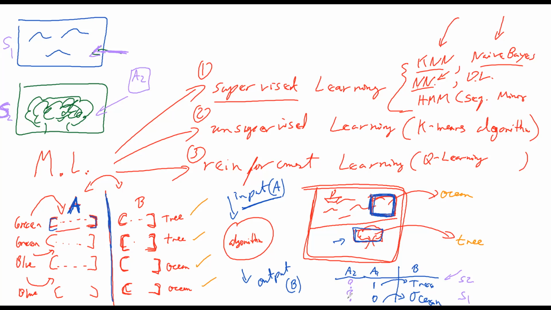Wouldn't a tree be 1 and then the ocean be 0? The ocean would be 0 because it's less busy, right? Correct. Then the tree would be 1 because it's more busy. Exactly. So let me go ahead and add those values. The tree is more busy, 1. The ocean is less busy, 0. Do you guys see that?